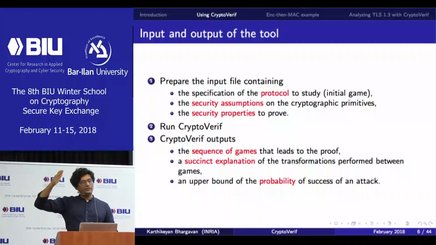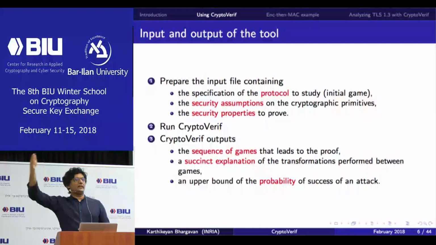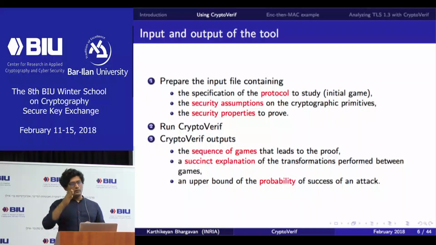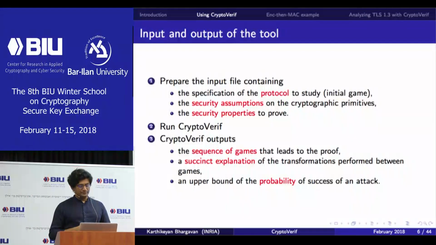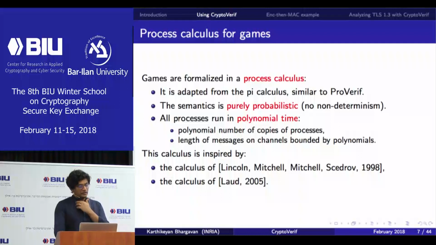But at the end of it, CryptoVerif will output for you the sequence of games and an explanation of how it went from game n to game n+1. So it'll actually give you an explanation of what those game hops are. You can even print it out in LaTeX and put it as an appendix in your paper if you like. It's actually a huge number of games, so you may not want to do that. But then it gives you an upper bound on the probability of the success of an attack. Okay, and it's a big fat formula, but it then proves also that this formula is negligible in the security parameter. The syntax is going to be very similar to ProVerif. We'll see that in the next slide, but the semantics is different.